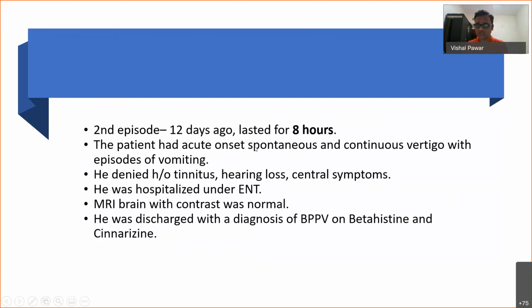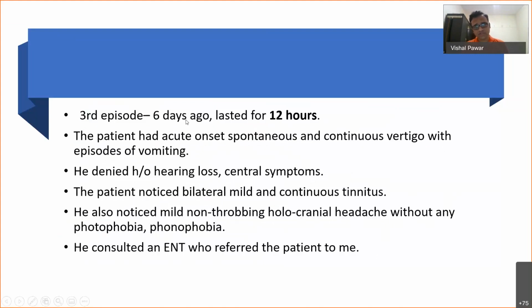Patient had acute onset, spontaneous, continuous vertigo, again a similar presentation with vomiting. He denied tinnitus, hearing loss, or central symptoms this time also. And he was hospitalized. MRI brain with contrast was done, and he was discharged with a diagnosis of BPPV with betahistine and cinnarizine. Then the third episode happened 6 days before he met me, which lasted for 12 hours.